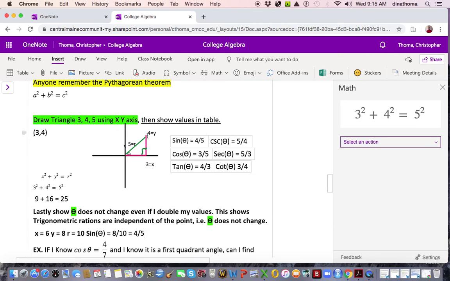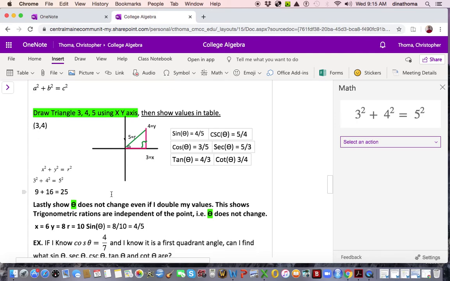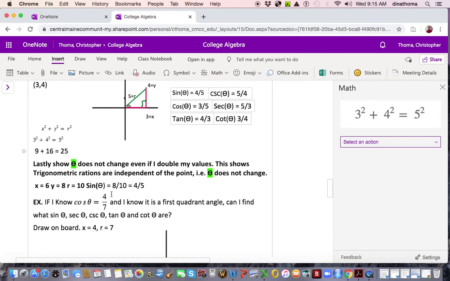So theta is not going to change because the ratio didn't change. All I did by doubling this is move the point from 3, 4 out to 6, 8. So all I did was increase the sides, but I didn't change the angle because I'm still on the same terminal and initial side, right?